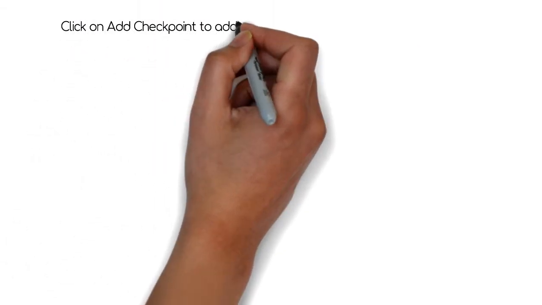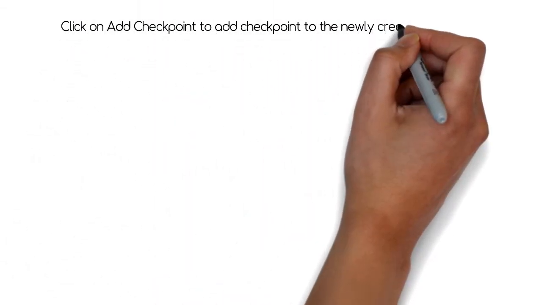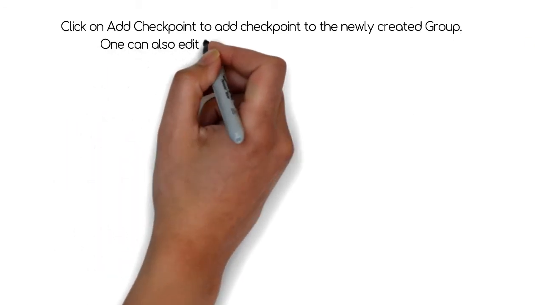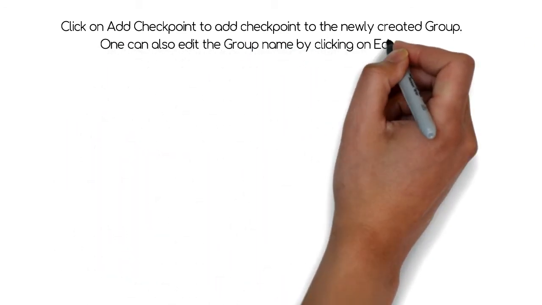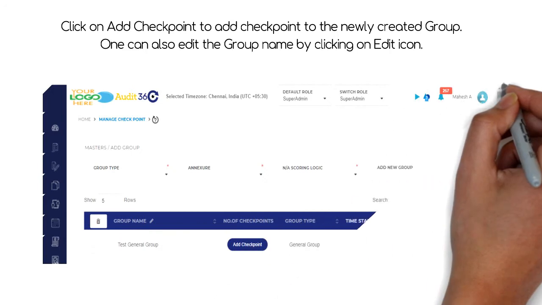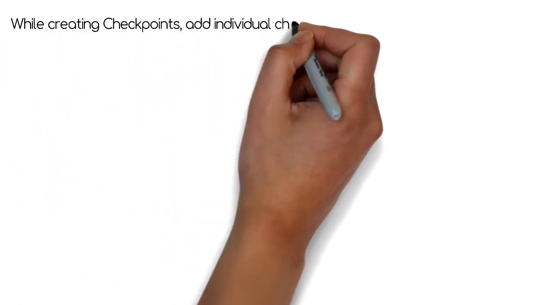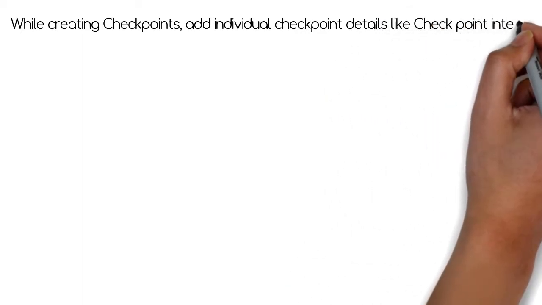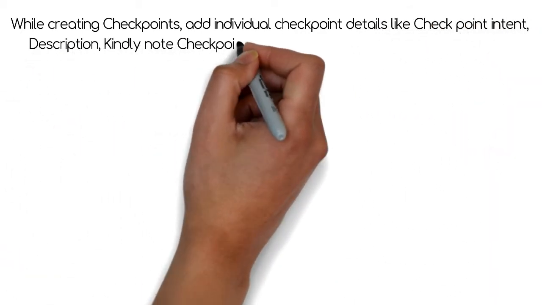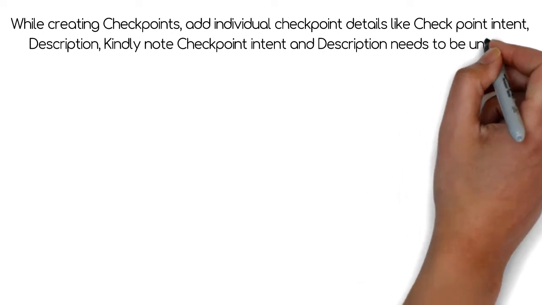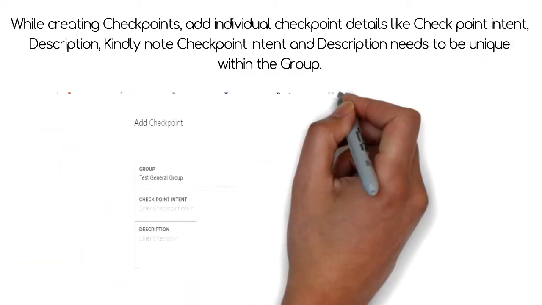Steps involved in creation of checkpoints. Click on Add Checkpoint to add a checkpoint to the newly created group. One can also edit the group name by clicking on the Edit icon. While creating checkpoints, add individual checkpoint details like checkpoint intent and description. Kindly note the checkpoint intent and description need to be unique within the group.